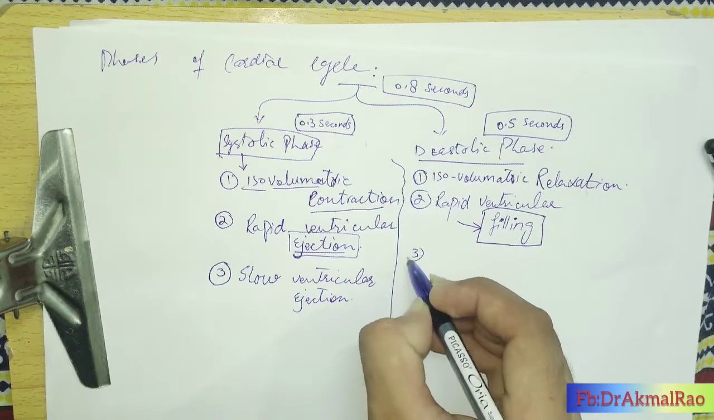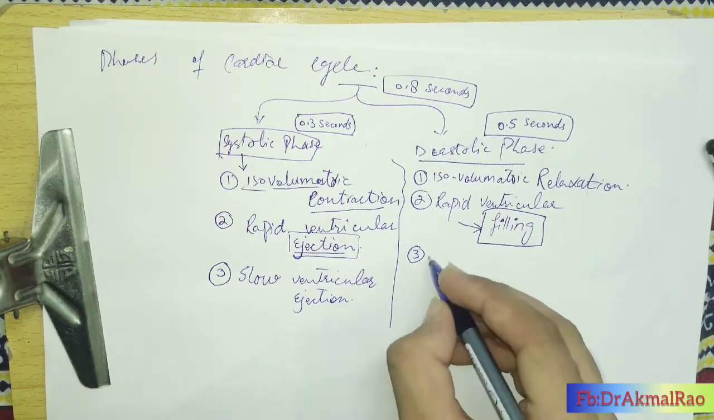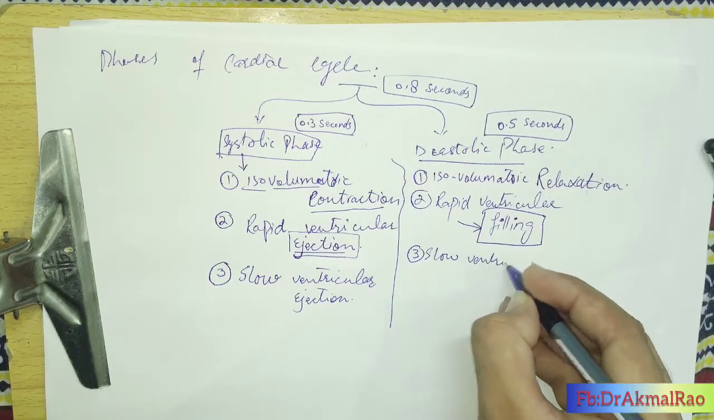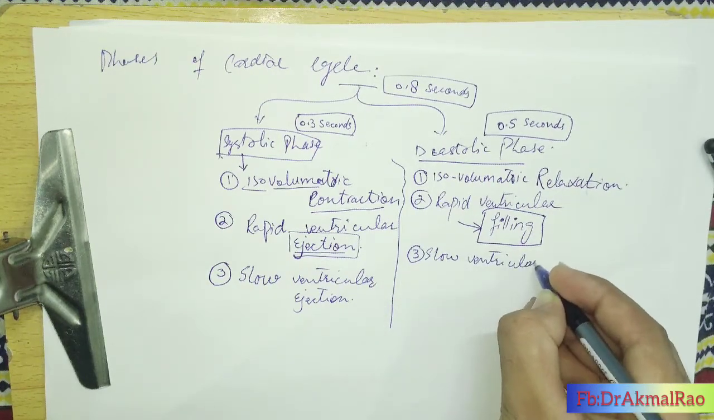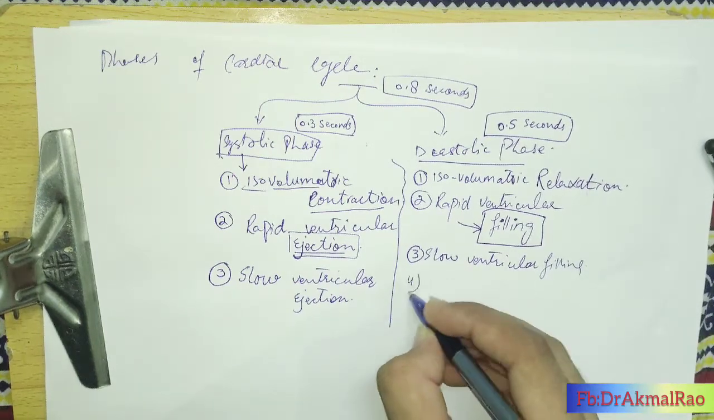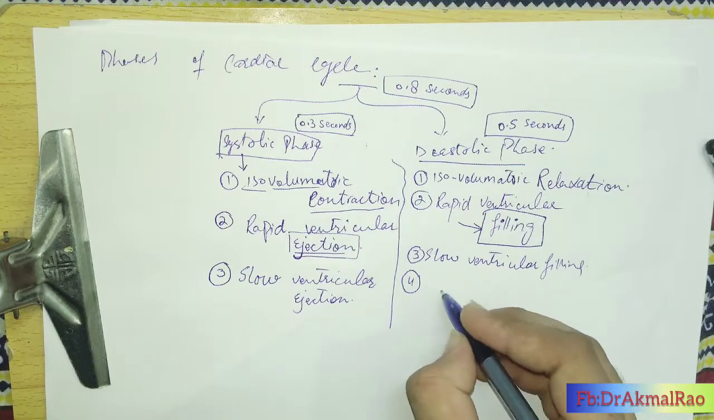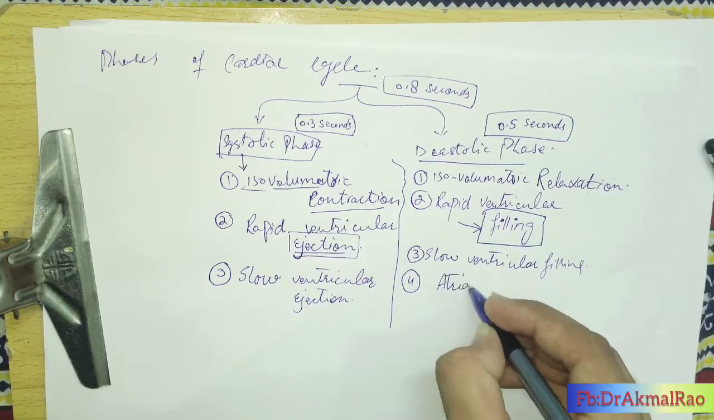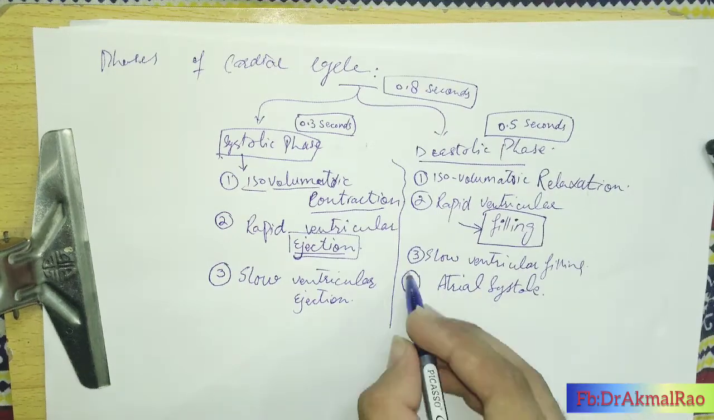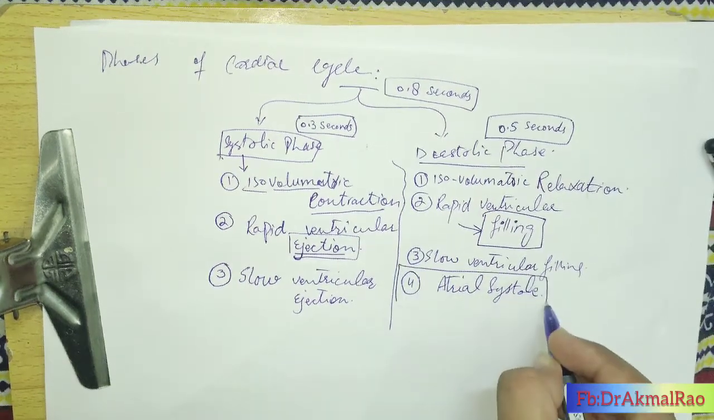So the third subphase is slow ventricular filling, and the fourth one is atrial systole. This one is for the atrium.